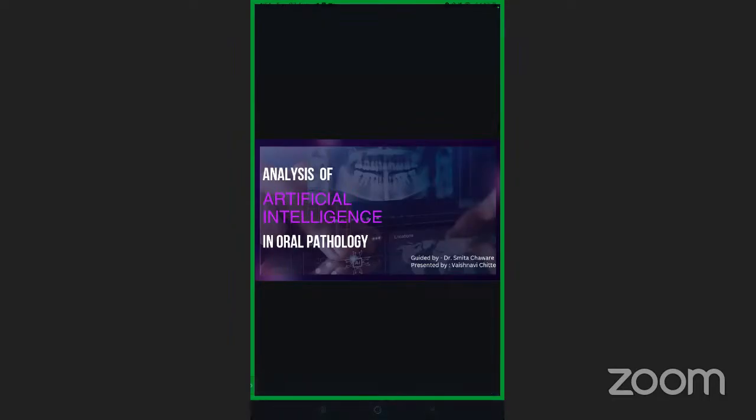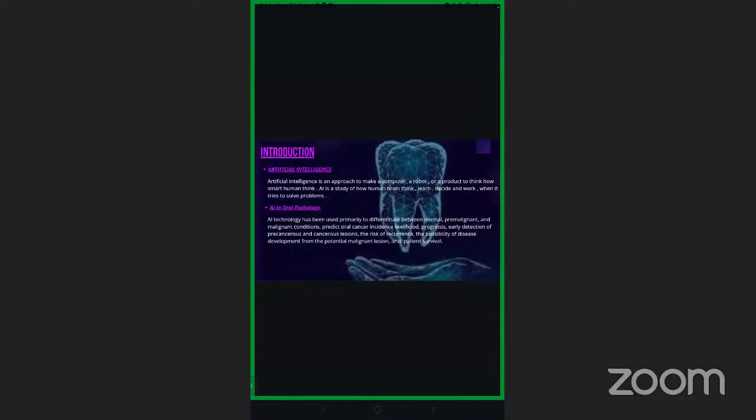Good evening, everyone. Myself, Vaishnavi Chitte, studying in 3rd BDS, MIDSR Dental College, Latur. Today, my topic is analysis of artificial intelligence in oral pathology. So basically, artificial intelligence is a science that focuses on how machines can simulate human cognitive functions to perform specific tasks, thereby reducing workload and work time.